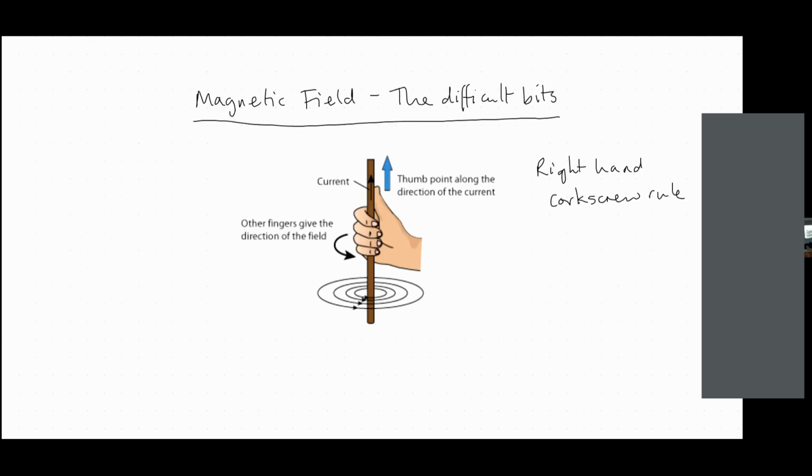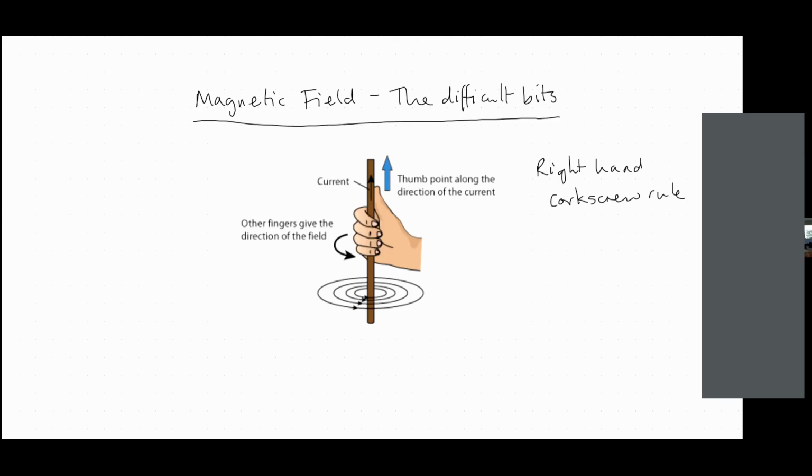So from the point of view of magnetic fields, though, you have to understand that there is a magnetic field around a wire if it is carrying a current. So you put your thumb in the direction of the current, and your fingers indicate the direction that the magnetic field is.